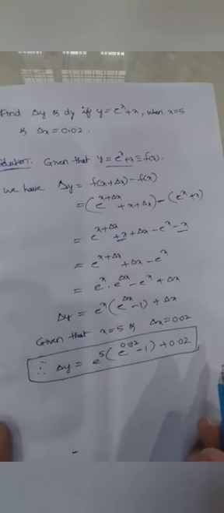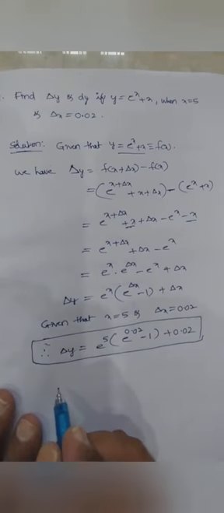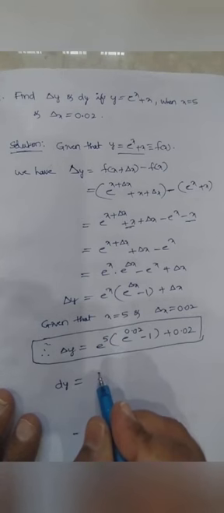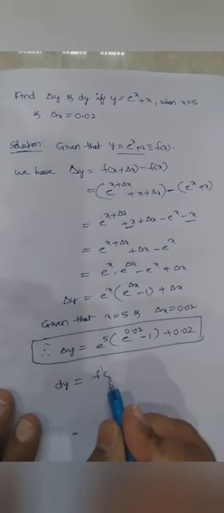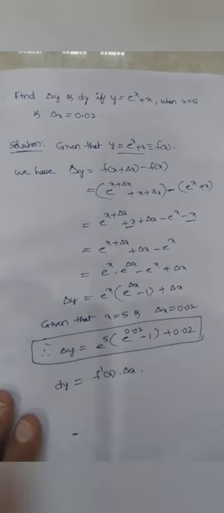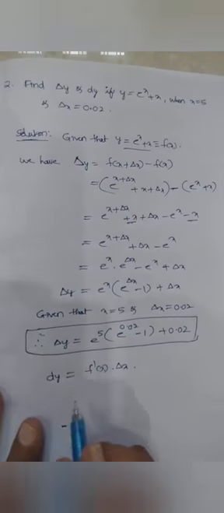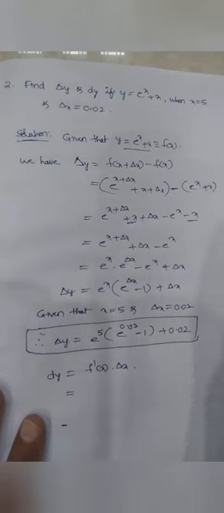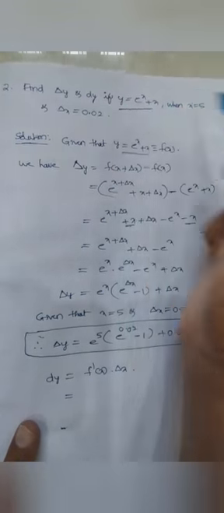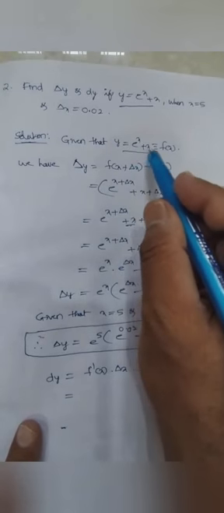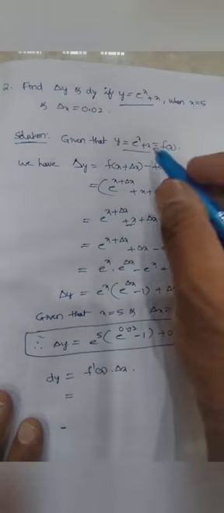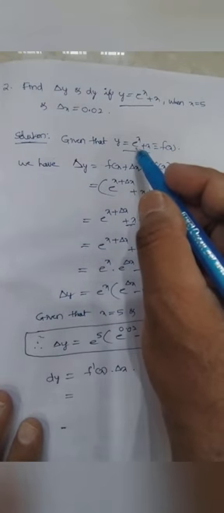So now we have to find dy. For dy we have the formula f dash of x into delta x. So what is our f dash of x? This is our f of x, e power x plus x. We have to differentiate it. Okay, f dash of x means, first we have to differentiate this one.